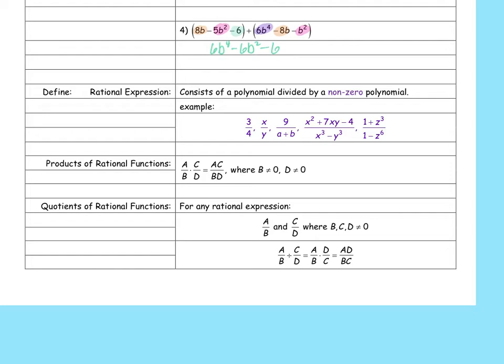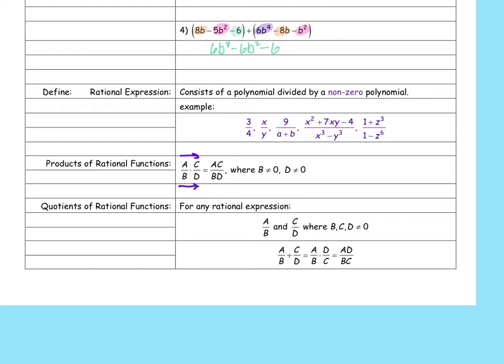The product of a rational function says if I have a over b times c over d, how do I multiply fractions? Well, I multiply across this way. So I get a times c over b times d, as long as b and d do not equal 0, because you can't have a 0 in the denominator. So that's the definition. I just multiply across.